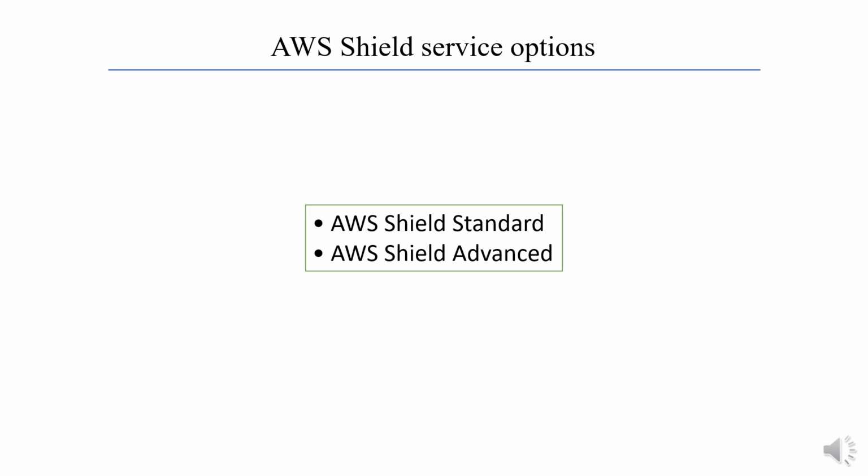Let's talk about different service options offered by AWS Shield. AWS Shield offers the following service options: AWS Shield Standard and AWS Shield Advanced. Let's talk about the features of each of the service options. AWS Shield Standard. AWS Shield Standard is automatically enabled to all customers at no additional cost.